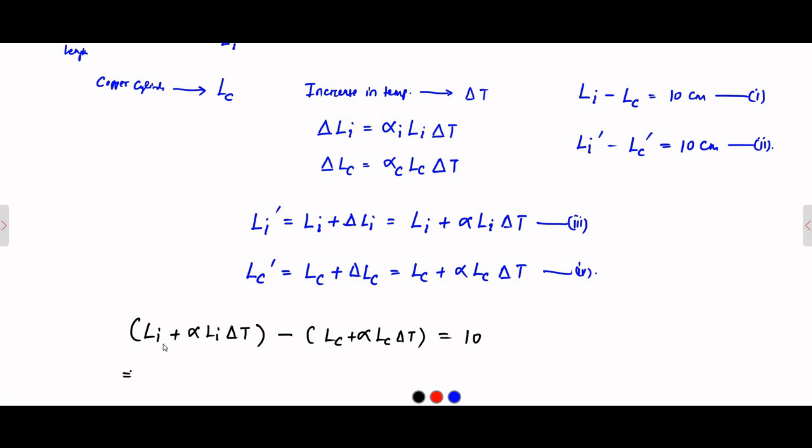So when we simplify it, it becomes Li minus Lc plus alpha I Li delta T minus alpha C Lc delta T, that is equal to 10. This is alpha I, and this is alpha C. Okay, we have just rearranged the expression.